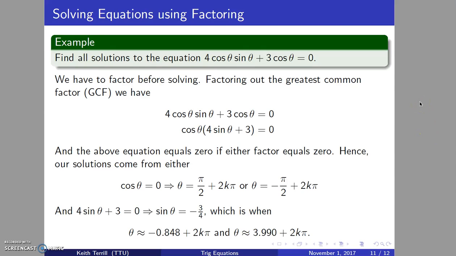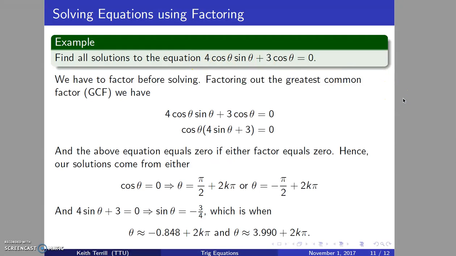Here's where things get a little more interesting. Find all solutions to the equation where I've got 4 cosine theta times sine theta plus 3 cosine theta all equal to 0. And I don't have some inverse trig function that undoes simultaneously sine and cosine, right? There's no arc sine cosine function. So I don't have a direct means of solving for this.